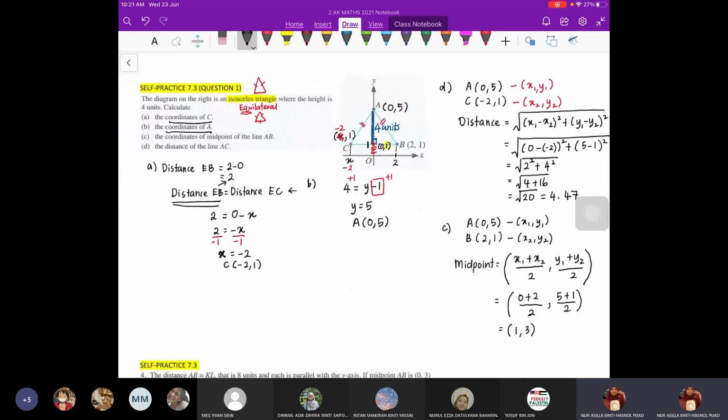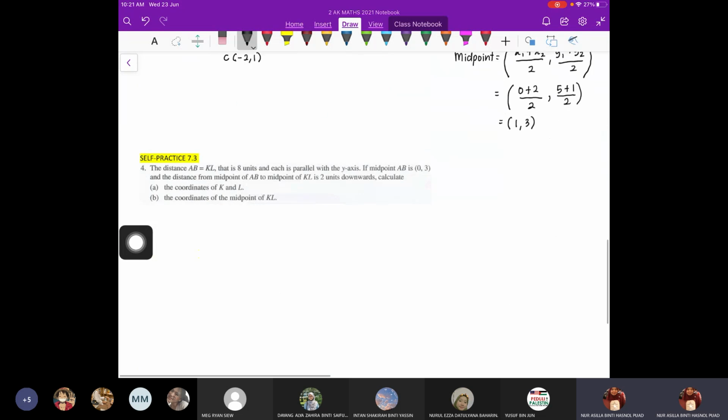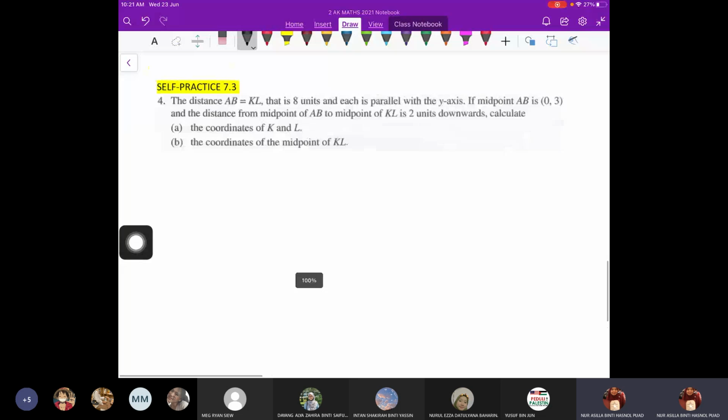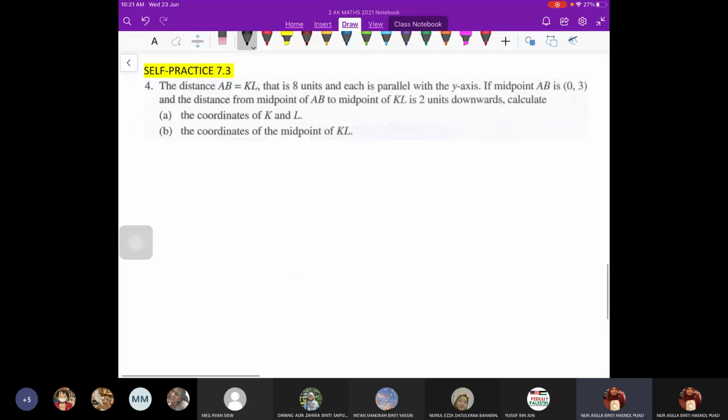Tapi kita guna midpoint ada, distance ada. Dia ada juga uji kita horizontal and vertical distance. Okay. Both distances ada. Jadi practically diuji kita semua. Right. So last, kita tengok self practice 7.3. Question number 4. Okay, teacher ambil ni sebab dia tak ada diagram.